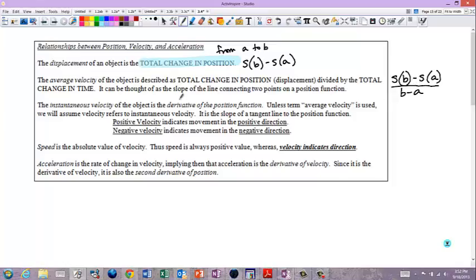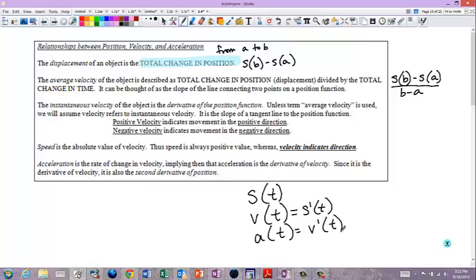The instantaneous velocity of the object is the derivative of the position function. That's a big deal. So if you have position, let's just call it s of t, the derivative of position is velocity. The derivative of velocity is acceleration. So the velocity is the first derivative of position. The acceleration is the first derivative of velocity, or the second derivative of position.